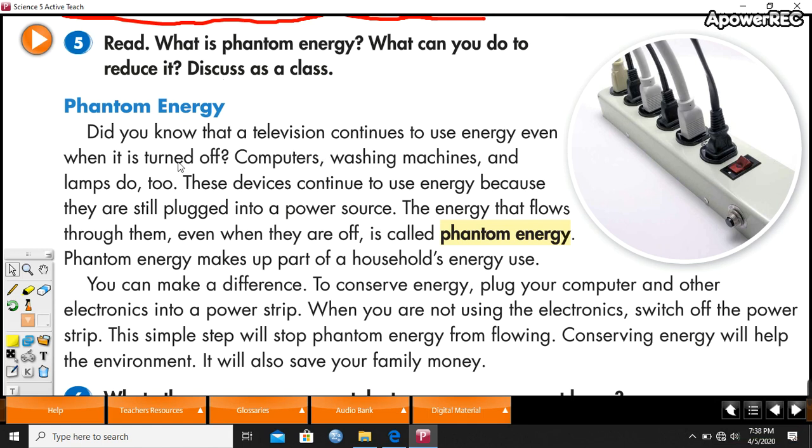Okay, phantom energy. This is important to know because I believe that most of you didn't know this before. Phantom energy is the energy that flows through them even when they are off. For example, you have appliances at home, such as a television, computer, washing machine, or microwave, or anything that uses electricity. When you plug it in, the electricity starts to flow to that appliance. Now, when you turn off your television, computer, or washing machine but you still plug it in, the energy still flows through them. We call it phantom energy.